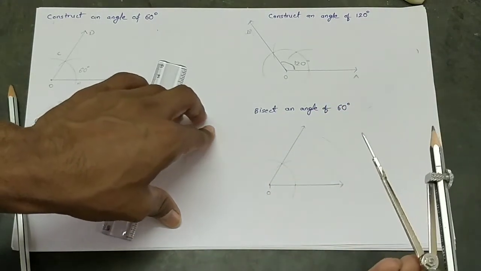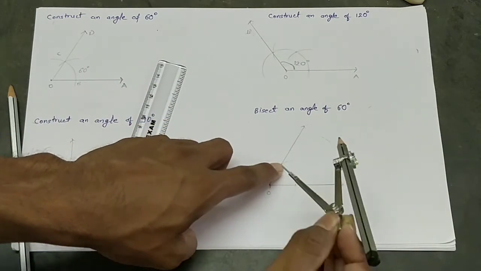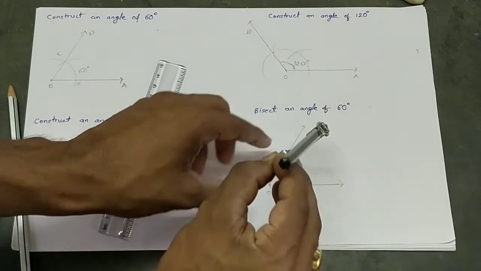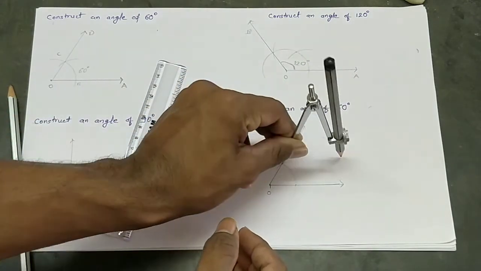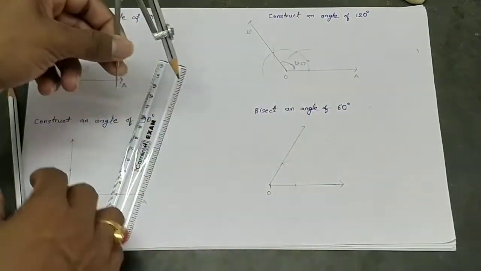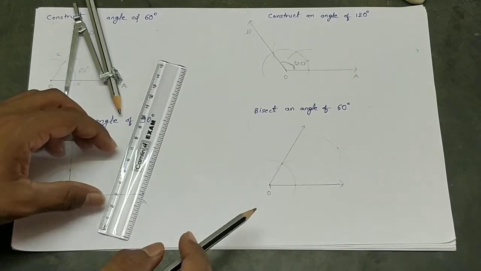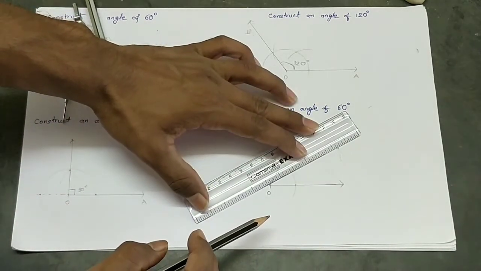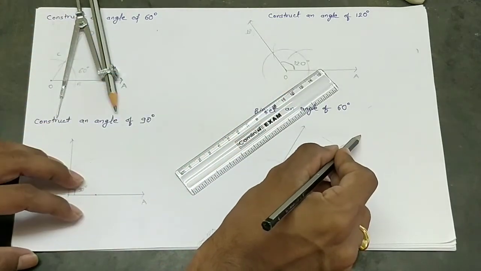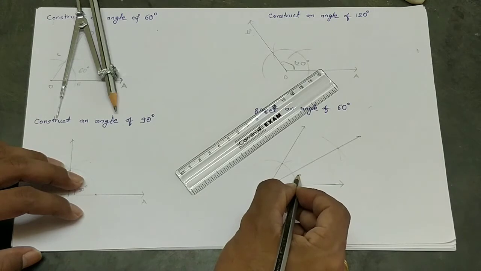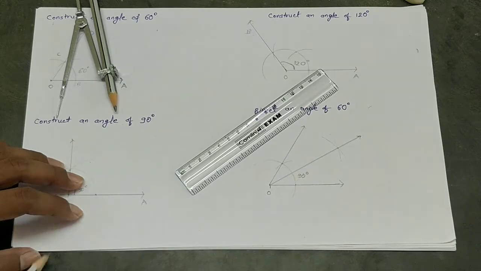Now without changing this distance, as you can see, this arc is connected over this point. So I'm going to keep my compass over here, and now I'm going to cut this arc like this over here. Now as you can see, we are getting one point of intersection of two arcs over here. Now if I draw a line passing through this intersection point from O, I'm going to get an angle of measure 30 degree. So this is my bisection of 60 degree, that is 30 degree.